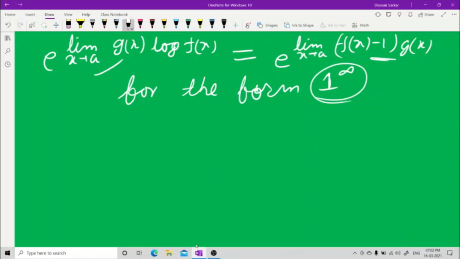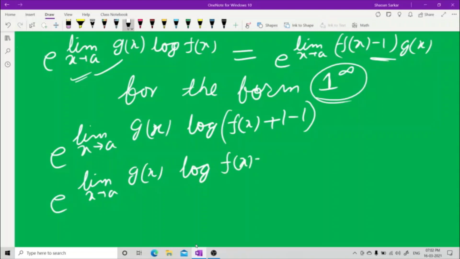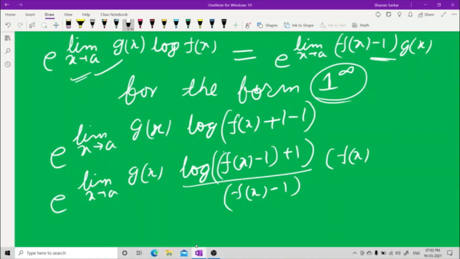Now see one thing, e to the power of limit x tending to a gx log fx. You add 1 and subtract 1, no problem, nothing will happen to this. Now do one thing, e to the power of limit x tending to a gx log, you write this as fx minus 1 within bracket, then put a big bracket, plus 1, no problem. Now divide it by fx minus 1 and multiply it with fx minus 1. Nothing will happen in this case.